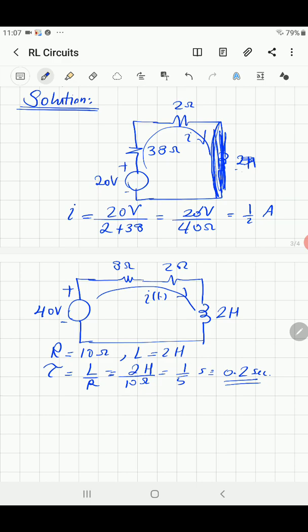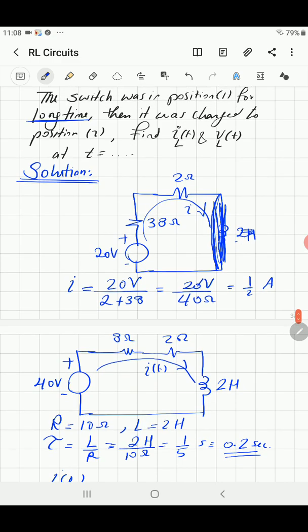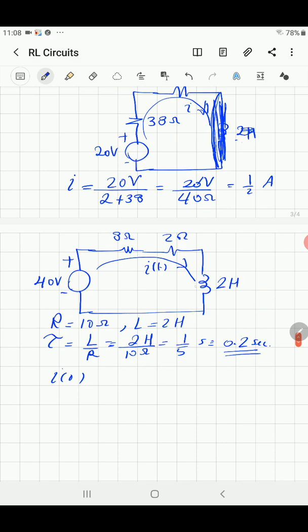To solve any differential equation, we need three things, if you remember. We need tau, and we need the initial condition, I0. I0 means, before you close the switch, how much current was stored in this inductor? In the previous case, because it was closed a long time, the current was half ampere. You have to look at the magnitude and the direction. The current was going in this direction and in the new circuit in the same direction, so it will be equal to positive 1/2 ampere.